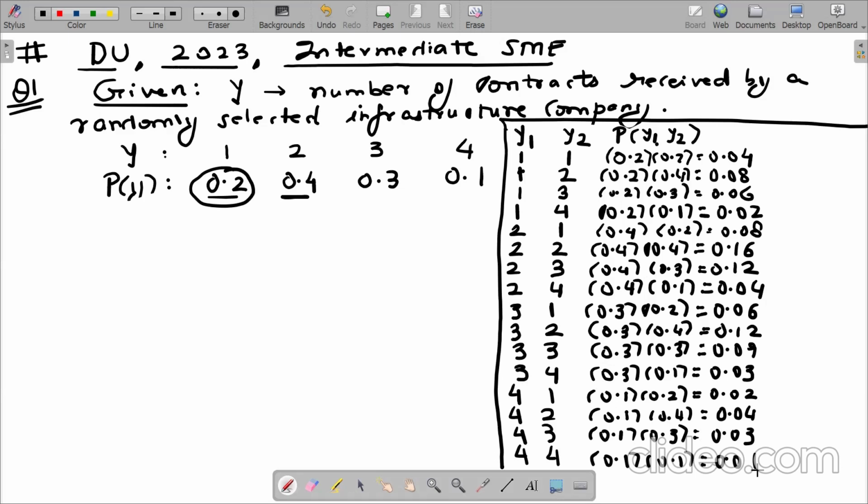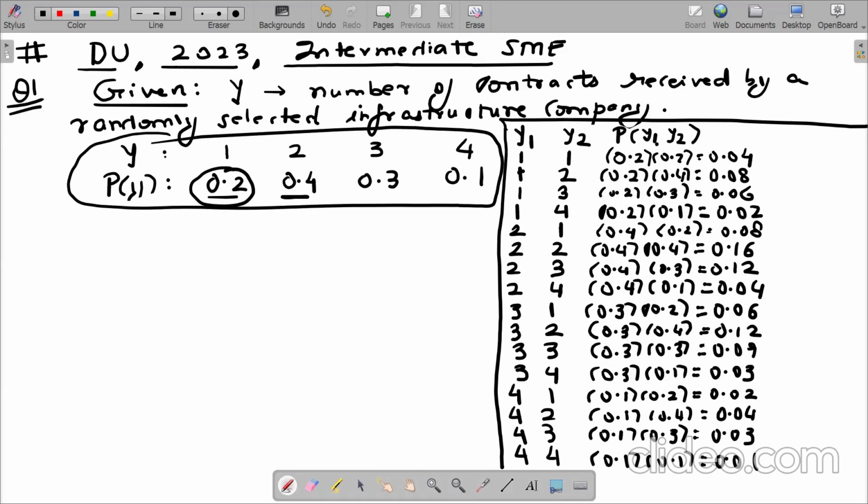So these are the probabilities which I got from this table. Where, suppose randomly, just to revise again, if I just take up, let's say, 2 and 4, what's the probability of y1 taking the value 2 and y2 taking the value 4? 0.4 into 0.1, which is 0.04. So this is just taken to explain.